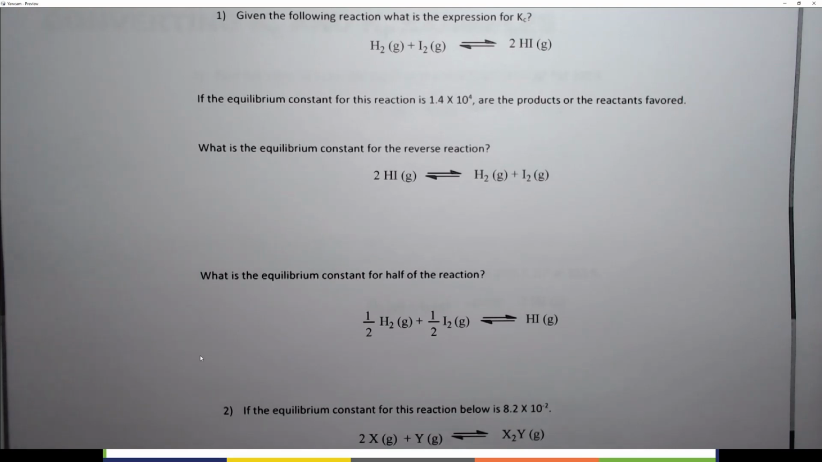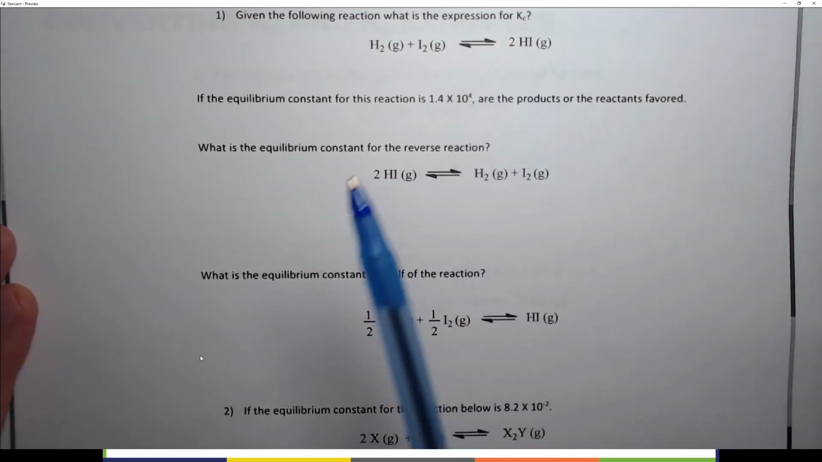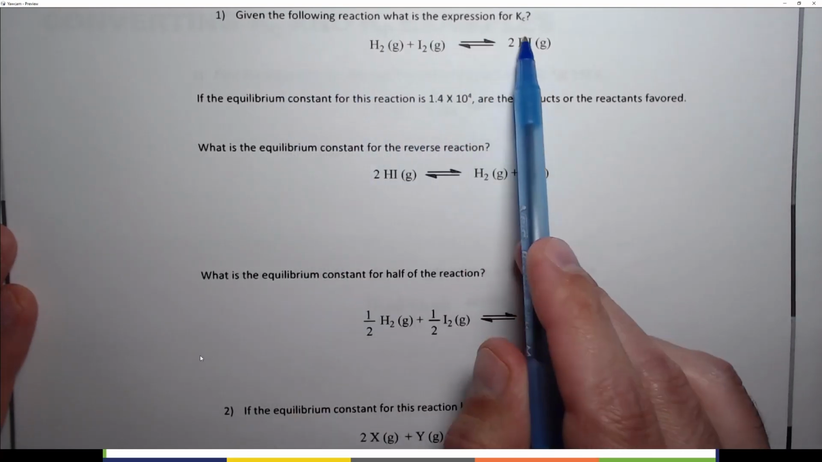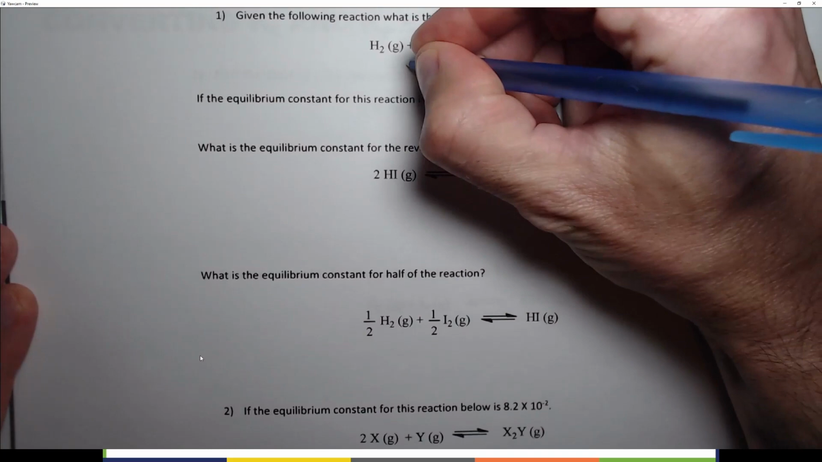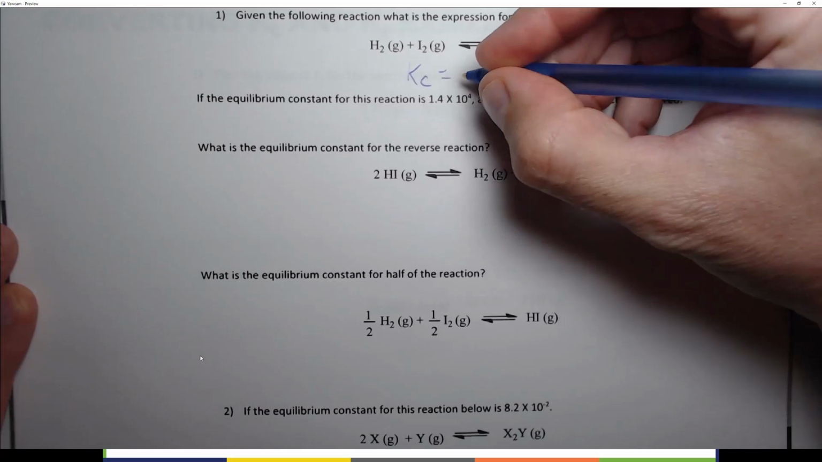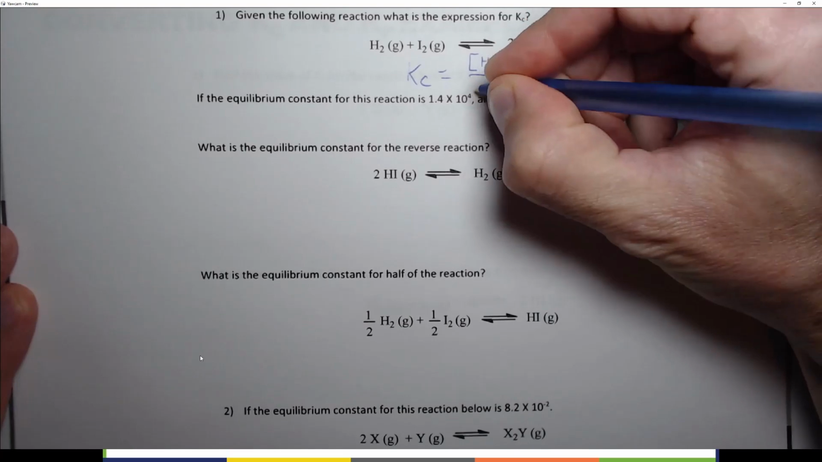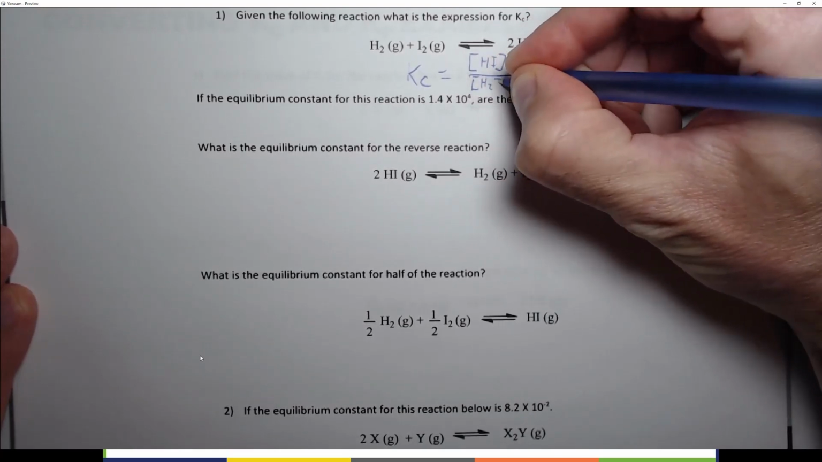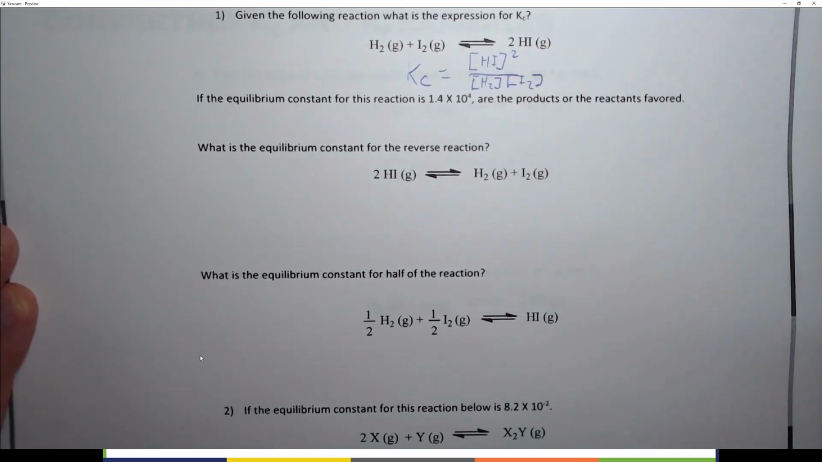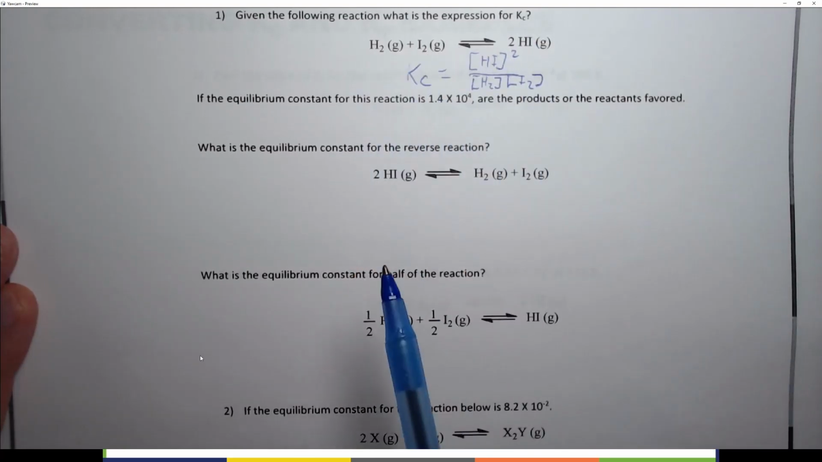So let's look at a few examples where we actually use these relationships between different Kc's and write Kc expression constants. So it says, given the following reaction, what is the expression for Kc? So if we write here, Kc equals products over reactants. So the concentration of HI squared divided by the concentration of H2 to the 1, concentration of I2 to the 1. So this is the equilibrium expression for this reversible reaction here.